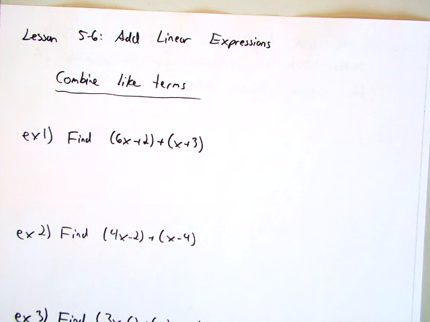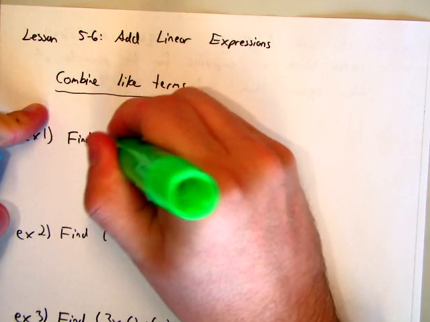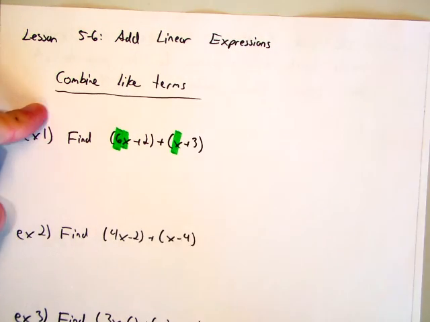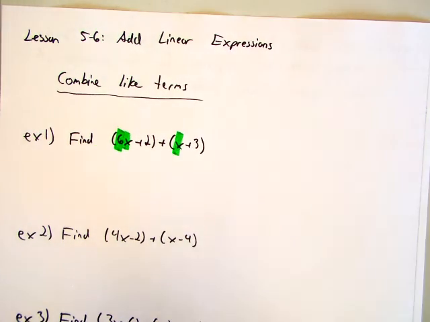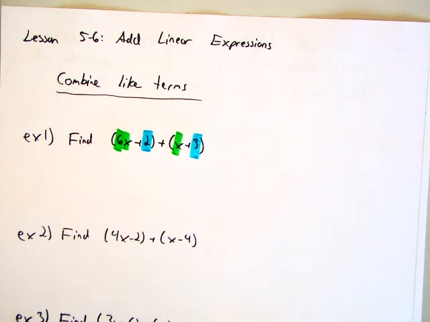So I'm going to take some highlighters and actually show those like terms. This way we can decide what we're going to be adding and what we're not going to be adding together. So in this first one here, we have two different sets of like terms. The first set is the set dealing with the variables. And the second set is dealing with these non-variables.